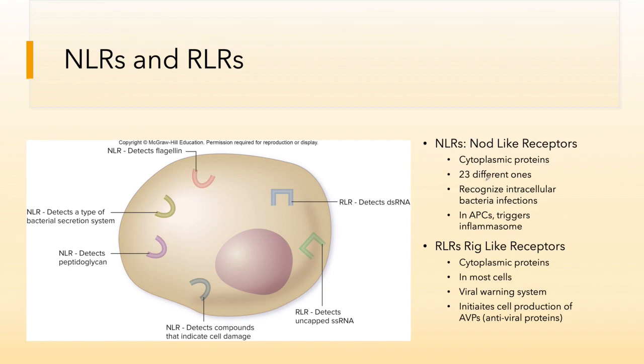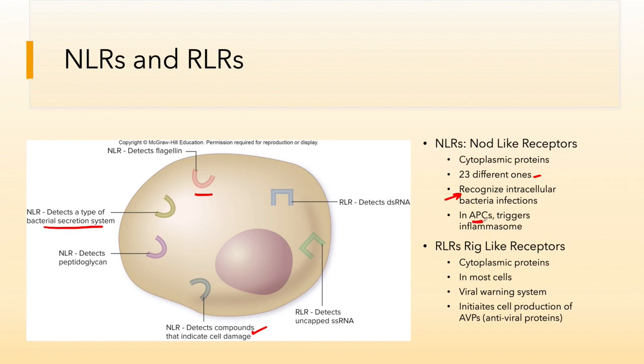Now, the NOD-like receptors are cytoplasmic. RIG-like receptors are also cytoplasmic. There are approximately 23 different NLRs. I'm not sure how many RLRs there are. NOD-like receptors are focused primarily on intracellular bacterial infections. So if we look over here at the NLRs, they will recognize bacterial secretion. Here we have an NLR for flagellin. Here's another one that might recognize cellular damage caused by intracellular bacterial infections.